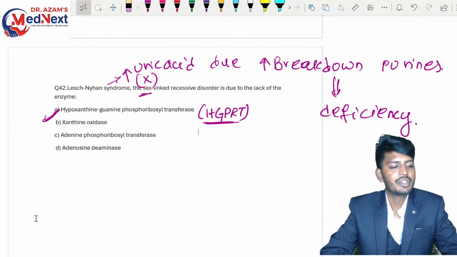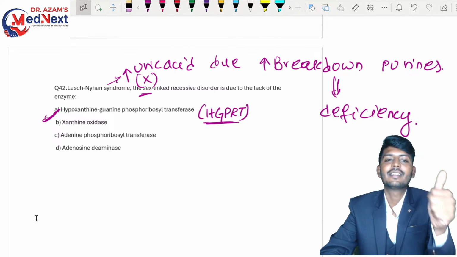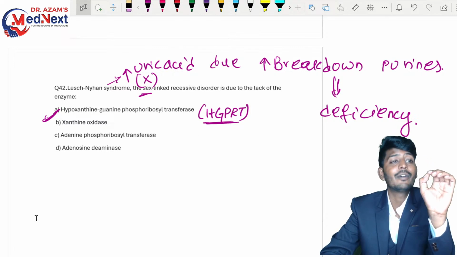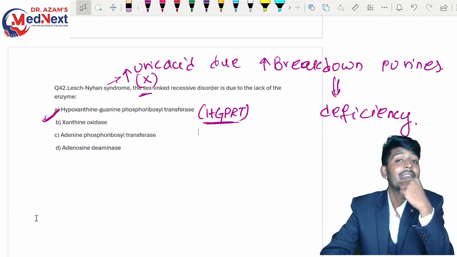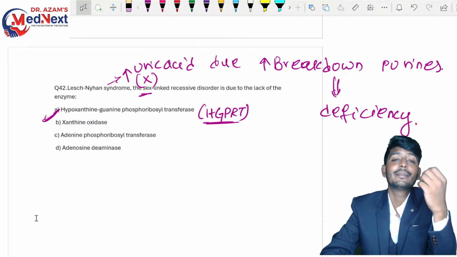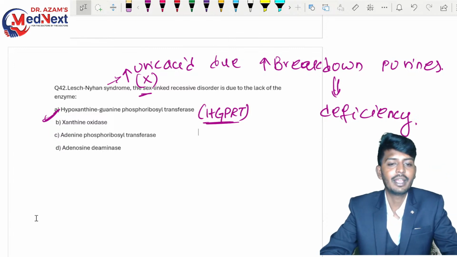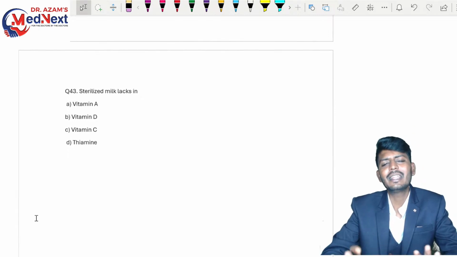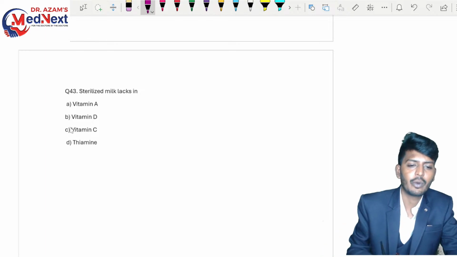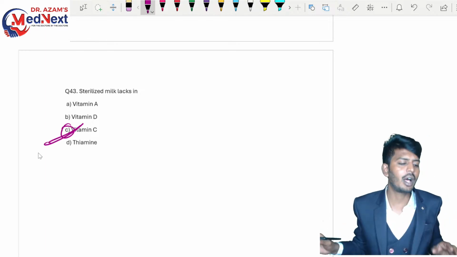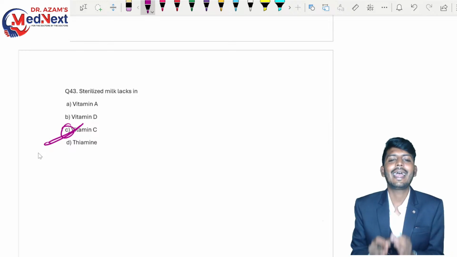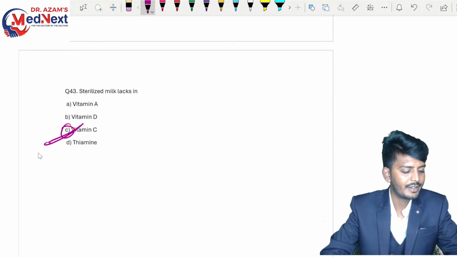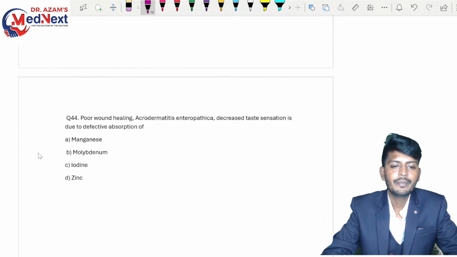Okay, let's go. Lesch-Nyhan syndrome is due to deficiency of HGPRT, with self-mutilation. This is a condition where there is biting of own nails, even nail beds, children bite their lips, and they damage themselves. So this is Lesch-Nyhan syndrome. Okay sir? Let's go to the next one. Sterilized milk lacks, this is a straight point: sterilized milk does not have vitamin C. There is no argument here. Sterilized milk does not have vitamin C. Okay, let's go to the next question.